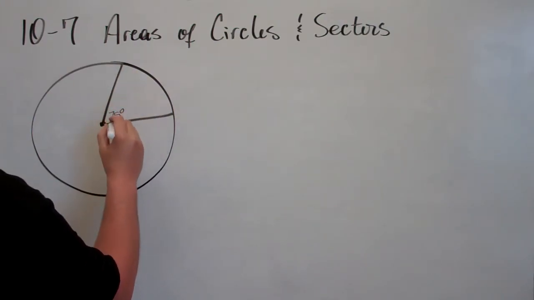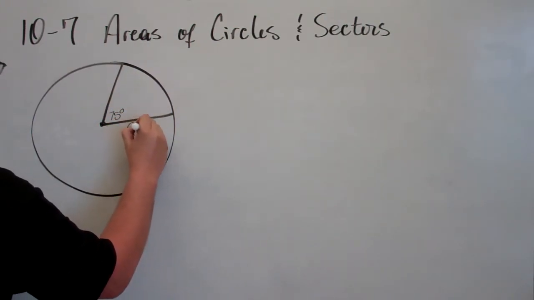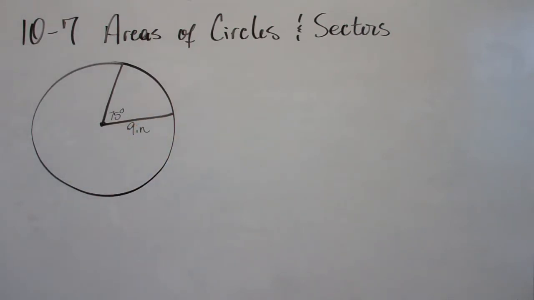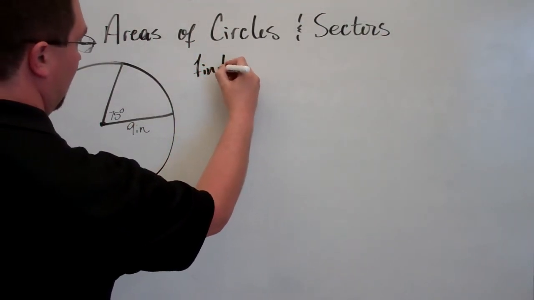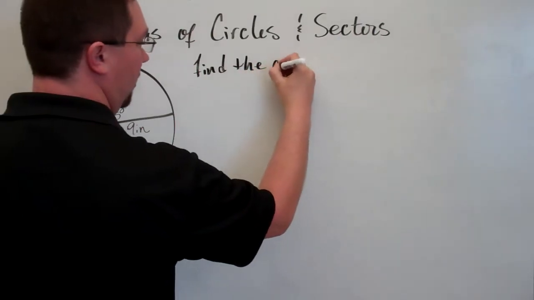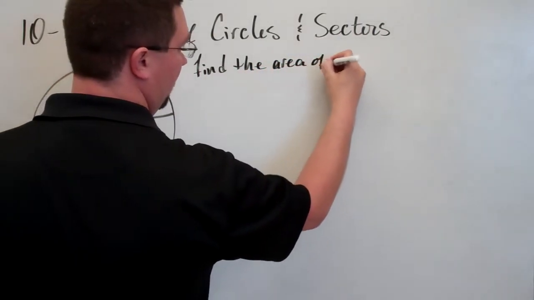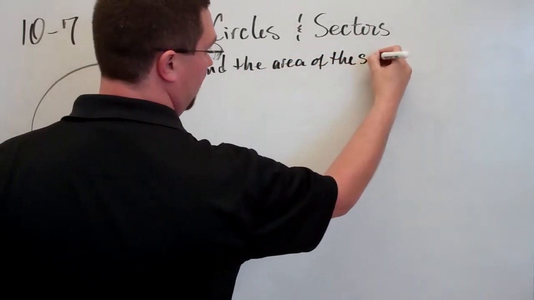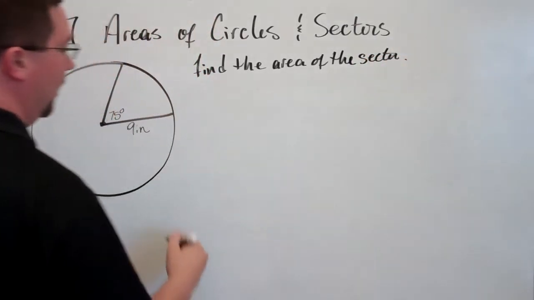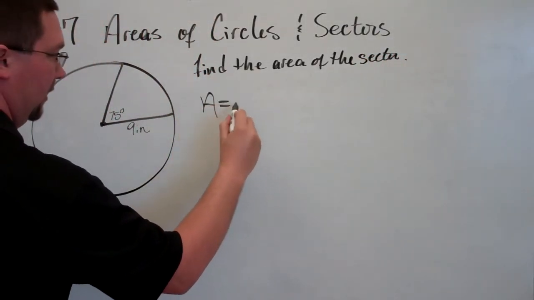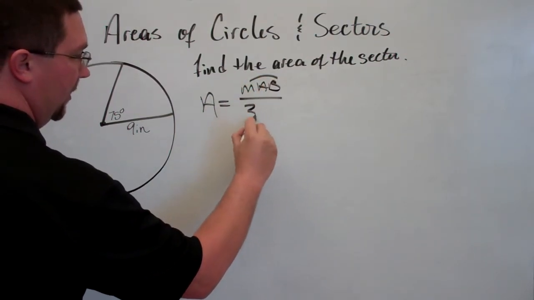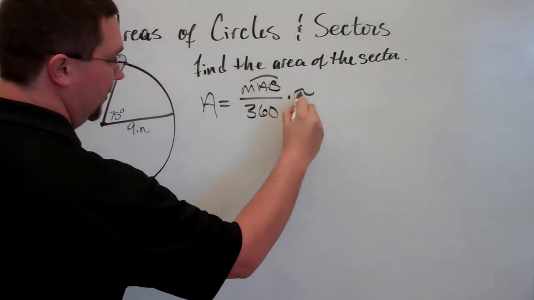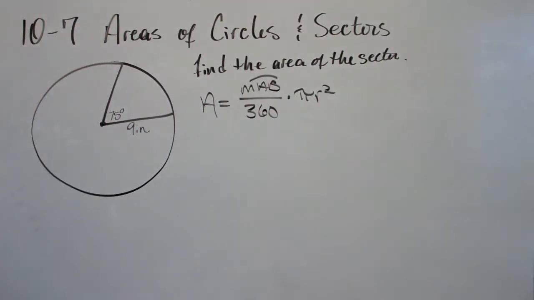This angle is 75 degrees. The radius is 9 inches. So, how do we set this up to find the area of the sector? Find the area of the sector. Alright, well first we need to know our formula. Area equals the measure of the arc divided by 360 times pi r squared.